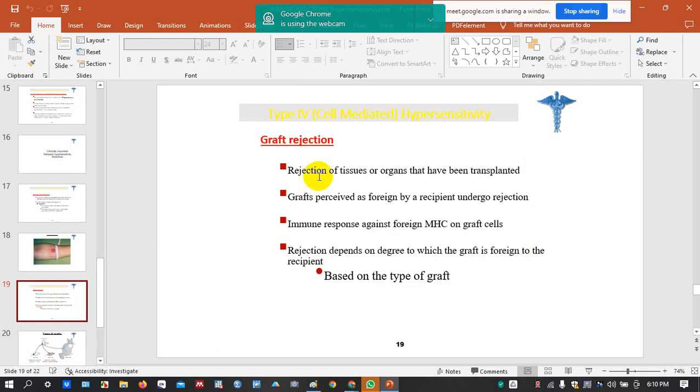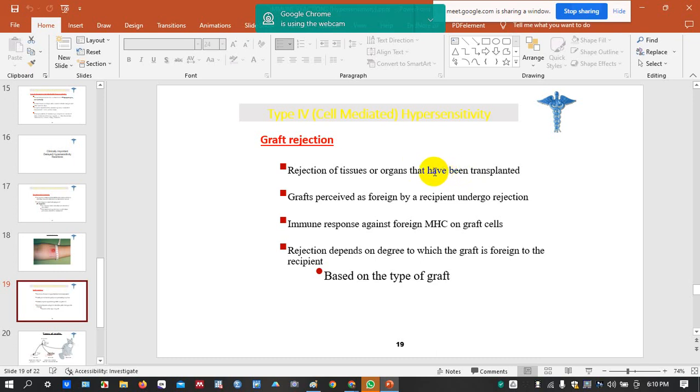Graft rejection. This is very important. Rejection of tissues or organs that have been transplanted. For instance, if somebody is having a kidney failure and you go to South Africa and buy an organ from an organ bank, and you bring it to the person's body, it will reject it because it's totally different. The other kidney has different major histocompatibility complexes which are totally different from the recipient's. So it will become difficult.